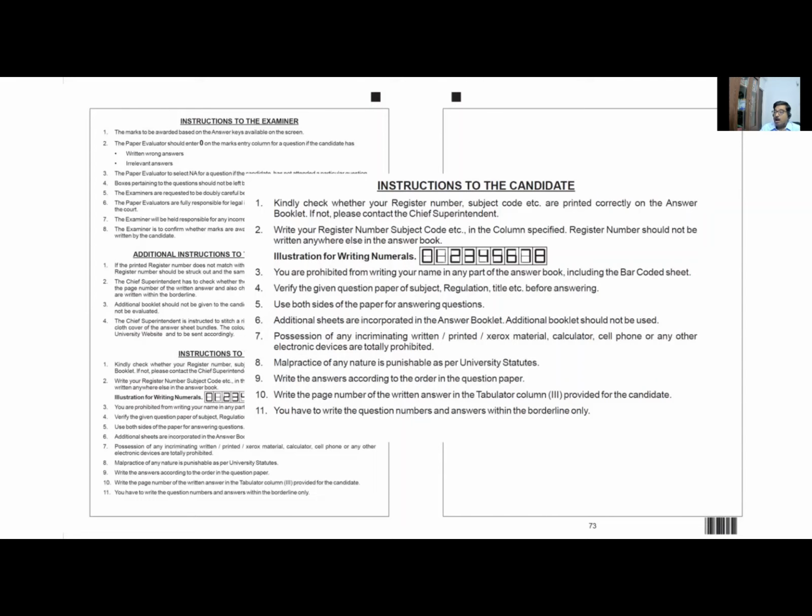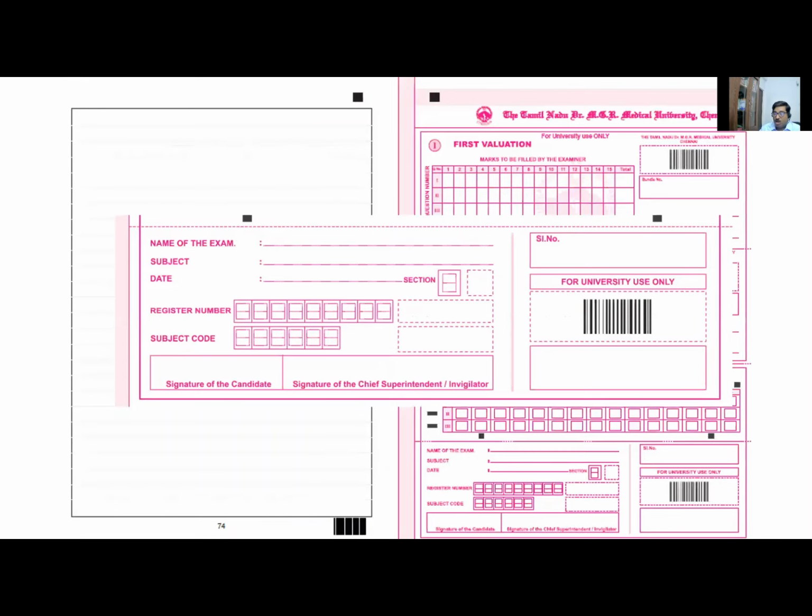Avoid any malpractices, and always, as per the university instruction, write the answers according to the order in the question paper. If not, it will be taken to task. Write the page number in the first page, in this space. So be very careful about it.